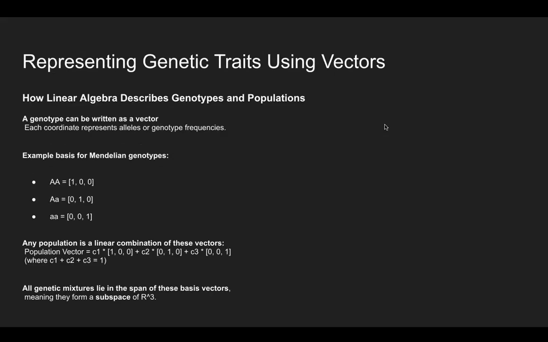Representing genetic traits using vectors. How linear algebra describes genotypes in populations. A genotype can be written as a vector. Each coordinate represents alleles or genotype frequencies. And here's an example for Mendelian genotypes. Any population is a linear combination of these vectors. All genetic mixtures lie in the span of these basis vectors, meaning they form a subspace of R3.